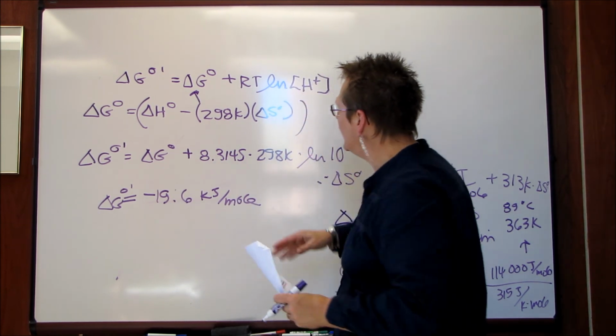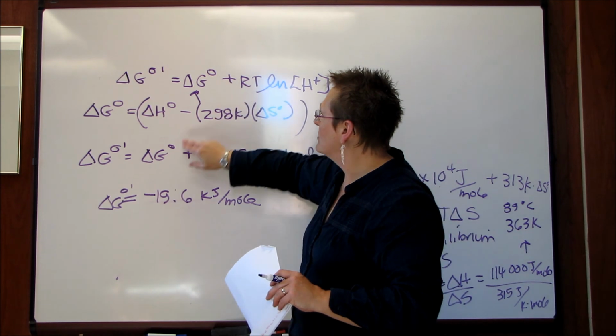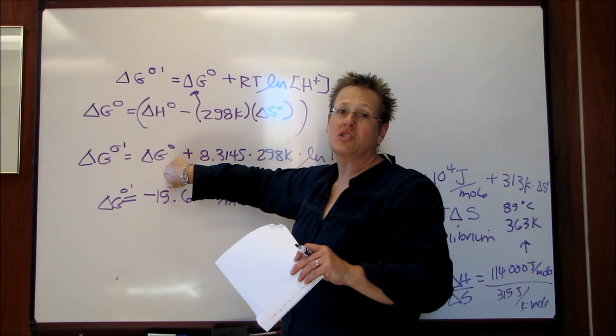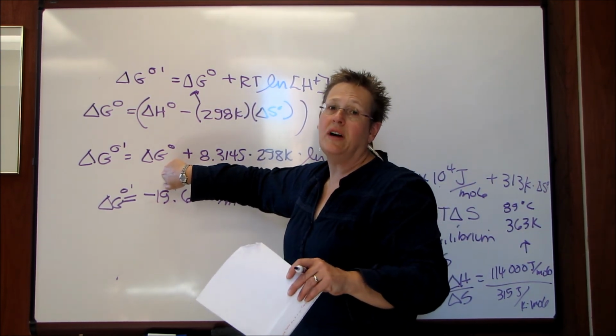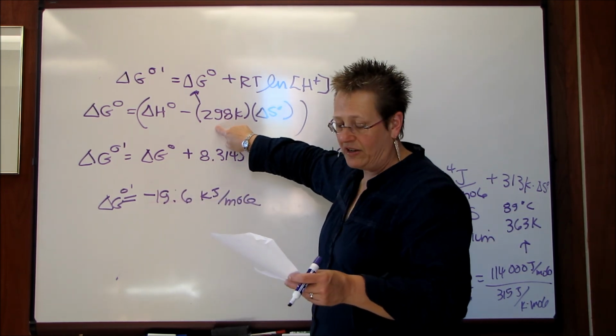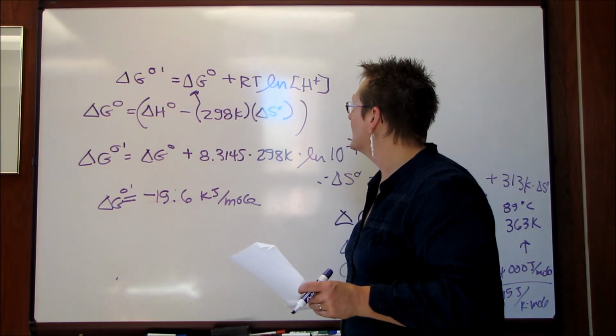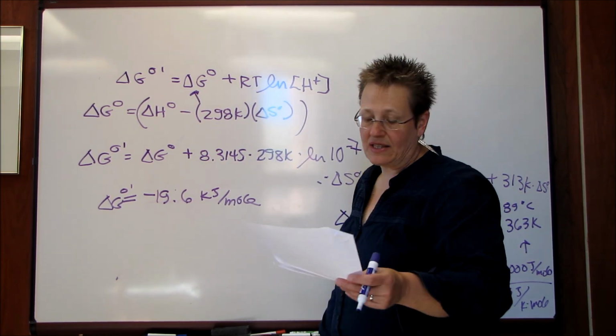Okay, so the slightly tricky part for this question is to remember that you've got to use the delta G naught at the temperature in question. So the temperature in question is 25C, you have to use 298 Kelvin. So you have to do this step of figuring out what delta G naught is. Okay, and then you factor in RT ln H plus. So that's how you do that question.